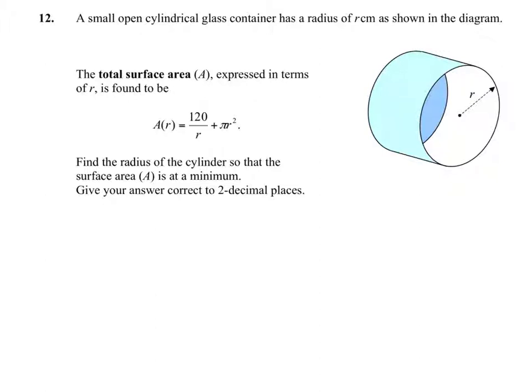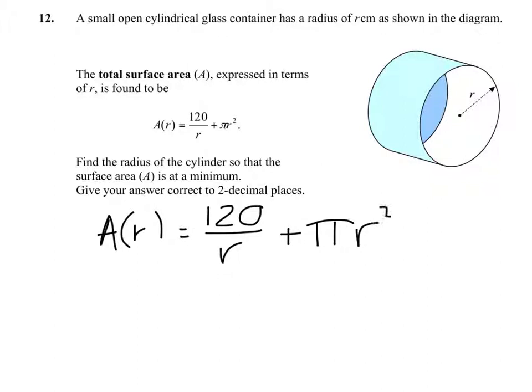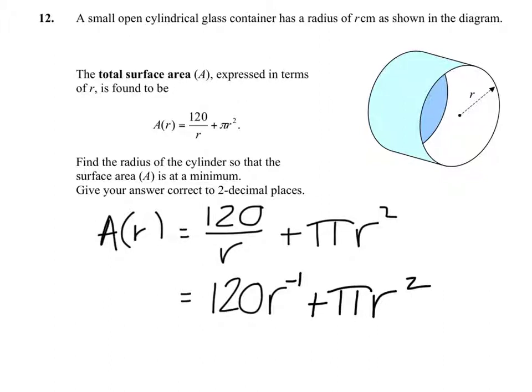So the first thing we'll do is write down the formula that we have. So it's A of r equals 120 over r plus pi r squared. So to differentiate this, we first of all must prepare it for differentiation, which means we need to bring the r on the bottom of the fraction onto the top line. So that's 120r to the power minus 1 plus pi r squared. So we now have the formula ready for differentiation.